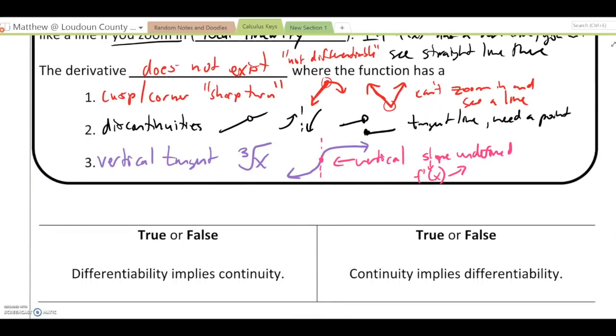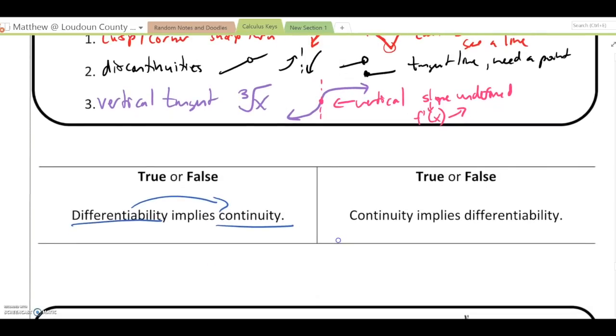So let's take a look at some of the implications of these places where our functions would not be differentiable. And we're going to do this in two true or false statements. The first one, differentiability implies continuity. Well, if I can zoom into a function and see a nice straight line, even if that function is a curve like we saw in our earlier example, if I see a nice smooth connected line, then that would imply that I am continuous at whatever point I might be dealing with.